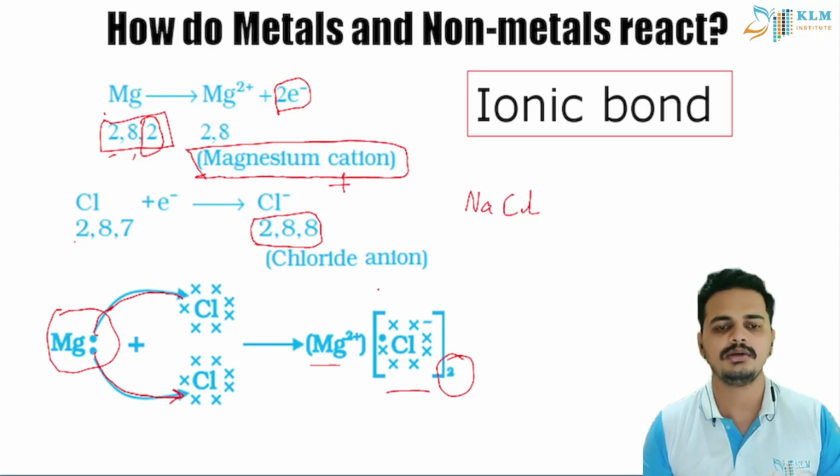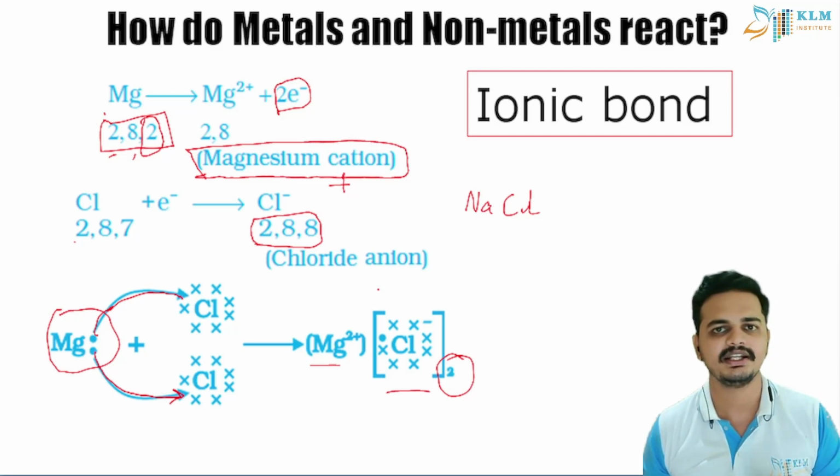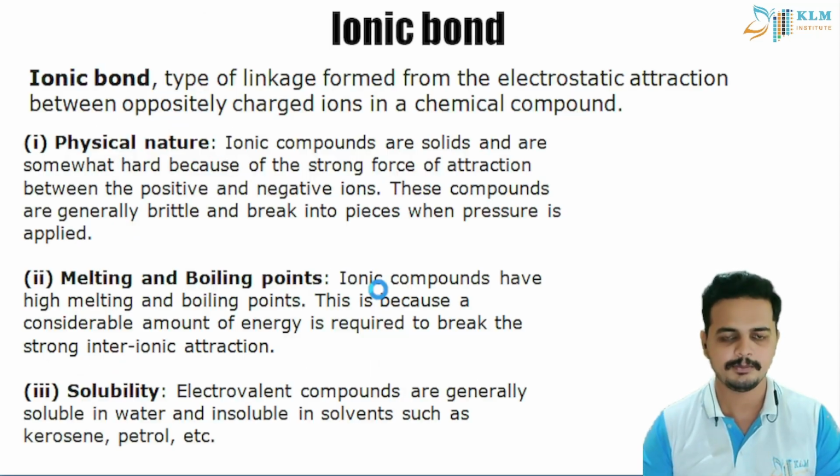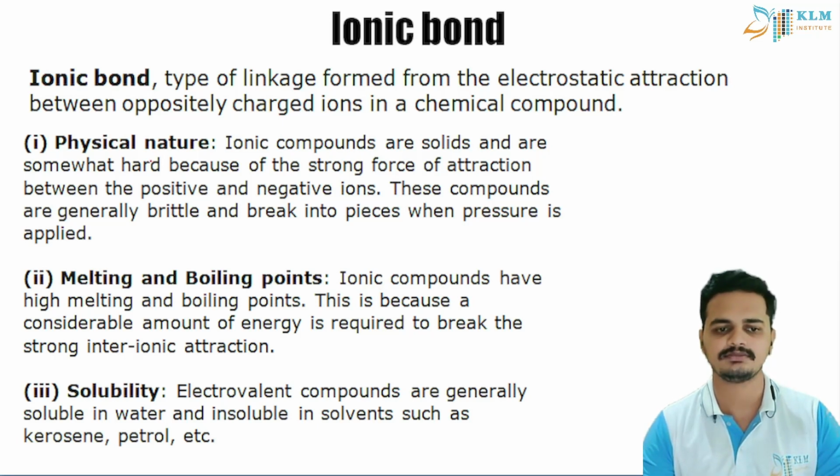Also, all the metals of the first column and all the non-metals of the 17th column are very likely to make an ionic bond, because group 17 requires one electron to complete its octet structure, and the first group needs to lose one electron. So an ionic bond is a type of linkage formed by electrostatic attraction between oppositely charged ions in a chemical compound.